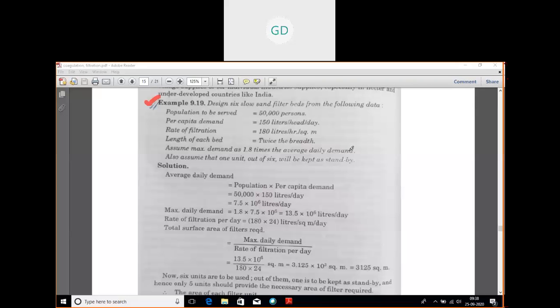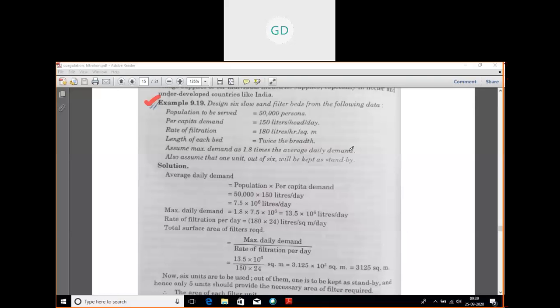So basically we have 6 filtration units. In a treatment plant, if 5 units work, then one unit is always kept as a standby, so that during an operational failure, that unit can be used as a helping unit.